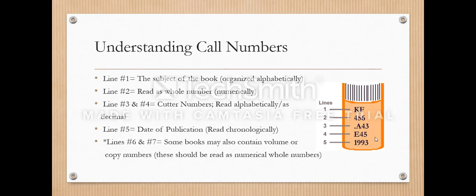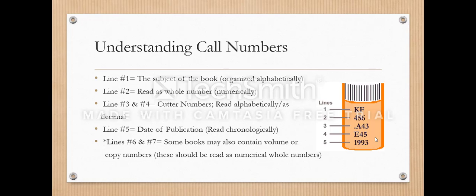Lines number 3 and 4 are called cutter numbers for reasons that we do not need to understand right now. These are read alphabetically and as decimal. So A will come before B, of course. A43 would come after A4 and before A45.